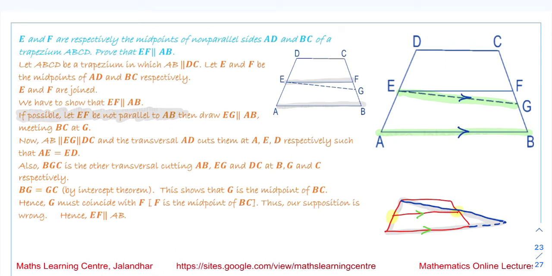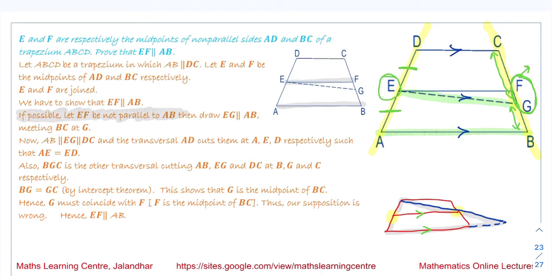So what we get now is that these three lines, AB, EG and DC, are parallel to each other. Now look at this intercept over here and this intercept over here. What we are given is that DE and EA are equal because E is the midpoint of AD. Now by the intercept theorem we get CG is equal to GB, but this is not possible because F is the midpoint over here and F and G are two different points.